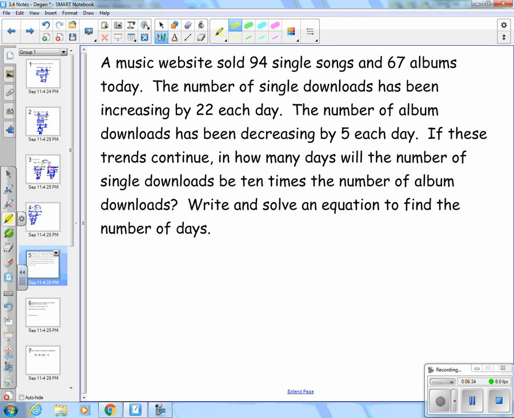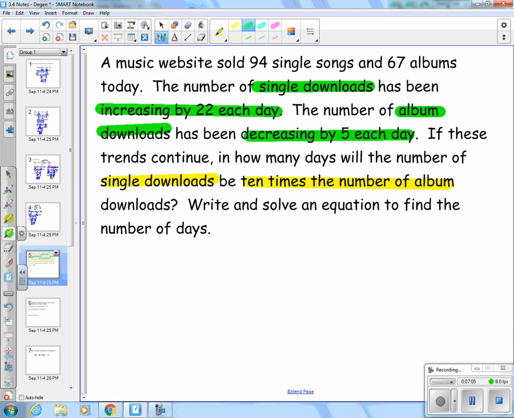If these trends continue, in how many days will the number of single downloads be 10 times the number of album downloads? Write an equation to find the number of days. Well, as we look at this, we see that the number of single downloads is increasing 22 each day. The album downloads has been decreasing 5 each day. And we want to know when the single downloads will be 10 times the number of album downloads.